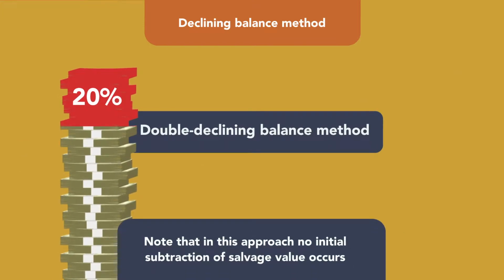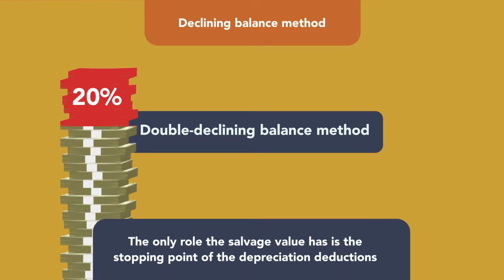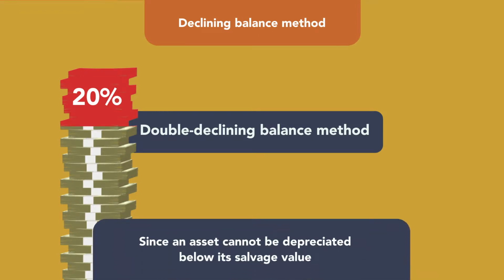Note that in this approach, no initial subtraction of salvage value occurs, and therefore the only role the salvage value has is the stopping point of the depreciation deductions, since an asset cannot be depreciated below its salvage value.